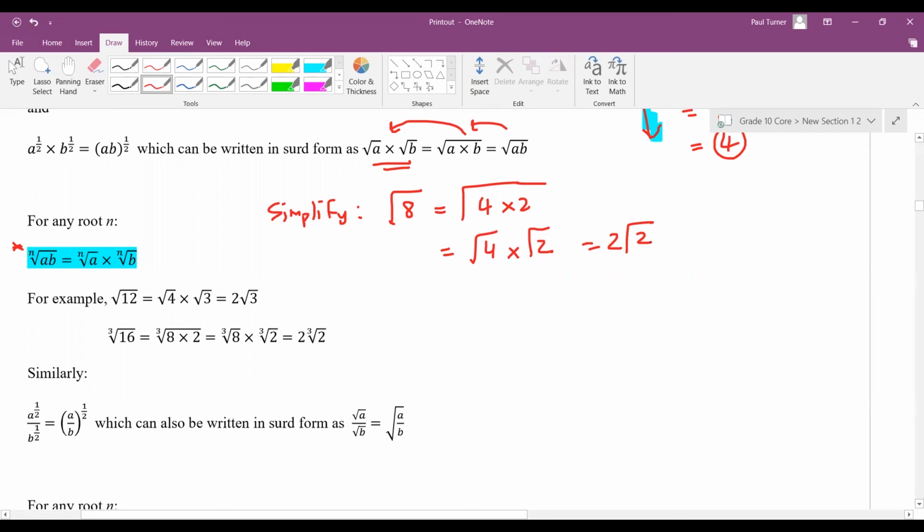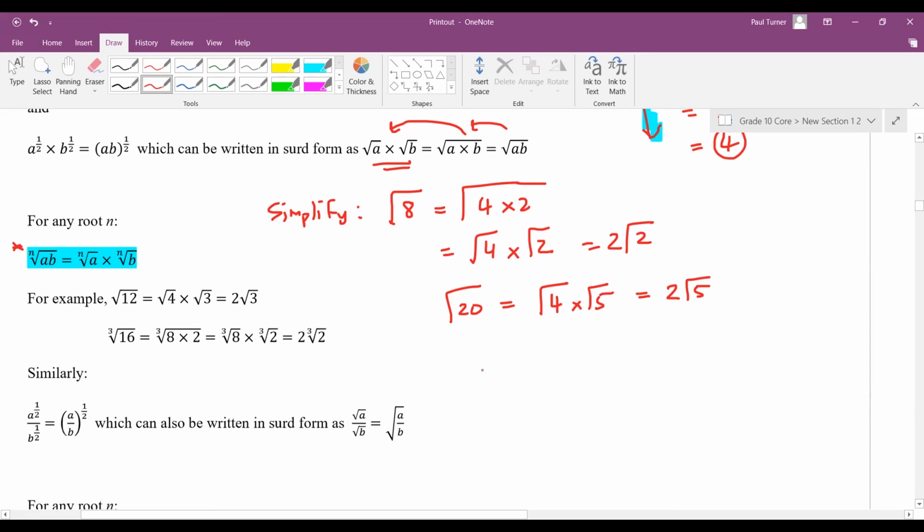We'll do the cube root in a minute, but they're all done the same way. So for example, root 20. What's root 20? You could do root 2 times root 10, but wouldn't it be better to do root 4 times root 5? Because root 4 is 2 and root 5 is root 5, so 2 root 5, okay?